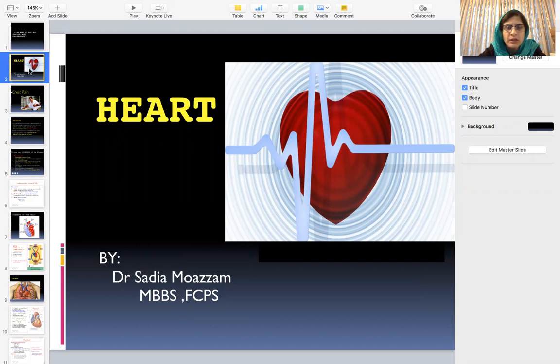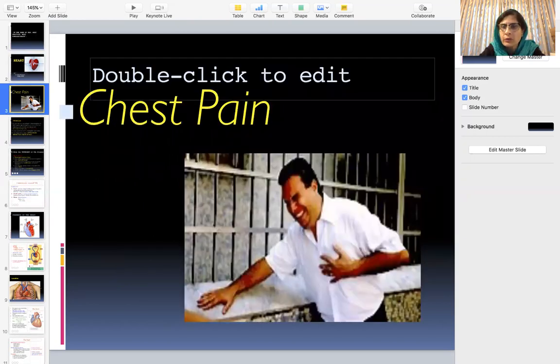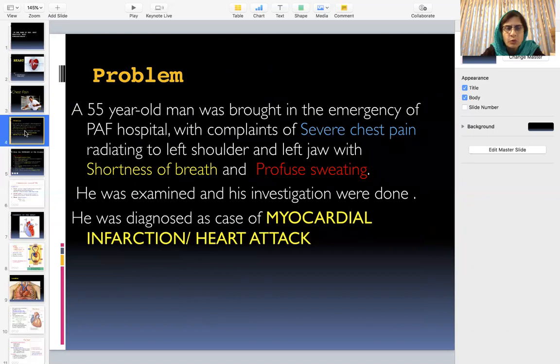Okay, so today we'll start the lecture on the heart. Before starting the lectures on the heart formally, I will first give you the basic common symptom of cardiovascular disease, which is usually chest pain. One scenario for chest pain is that a 55-year-old man was brought to the emergency of a hospital with complaints of severe chest pain radiating to the left shoulder and left jaw, with shortness of breath and profuse sweating. This is usually the sign and symptoms of a patient who is suffering from myocardial infarction.